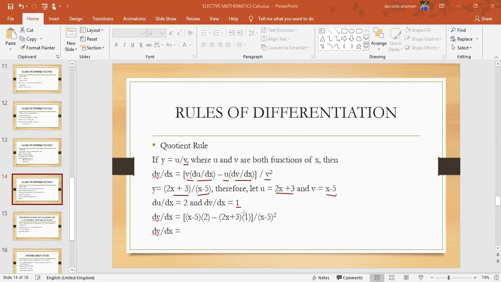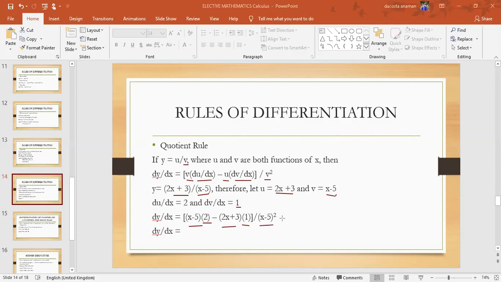After that, you pick the v. That's x minus 5. You multiply it with the first differential, that's the du dx. Minus, you pick the u. That's what? 2x plus 3. You multiply it by the dv dx, which is 1. After that, all over x minus 5 squared.